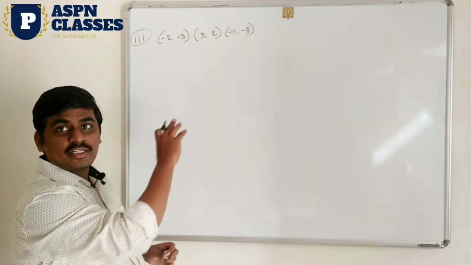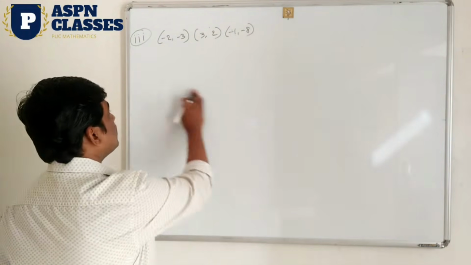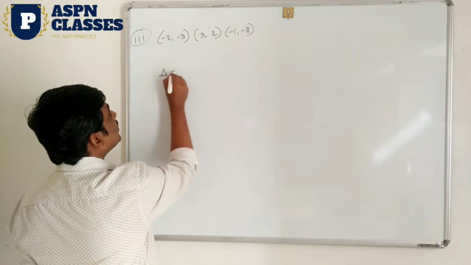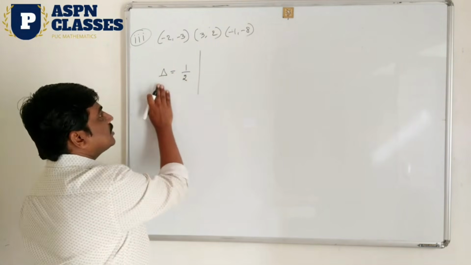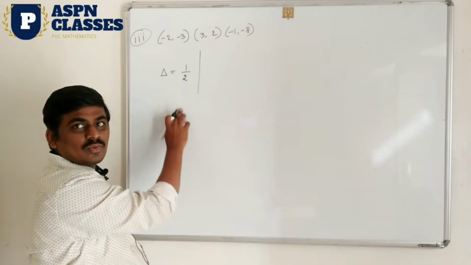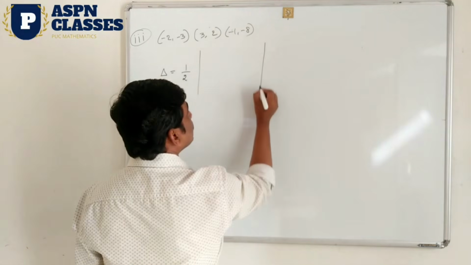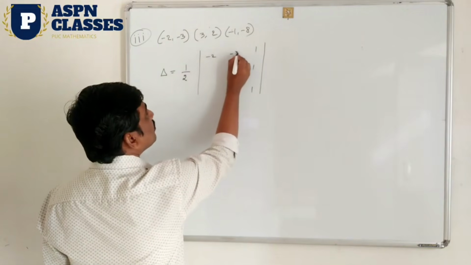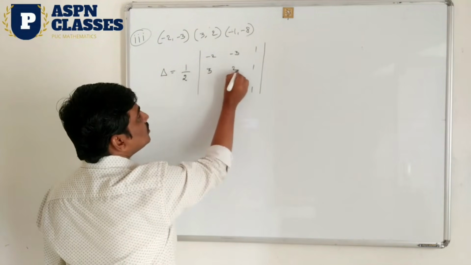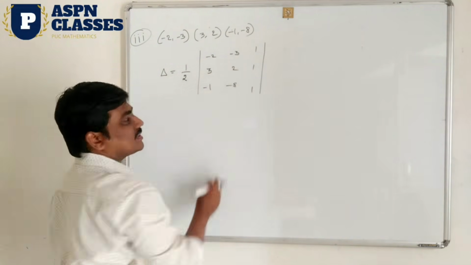We are going to find the area of the triangle. First, what is the formula? Delta is equal to 1 by 2 times the determinant. Here the last column you have to write as 1, 1, 1, and the first point is minus 2 comma minus 3, second point 3 comma 2, third point minus 1 comma minus 8.